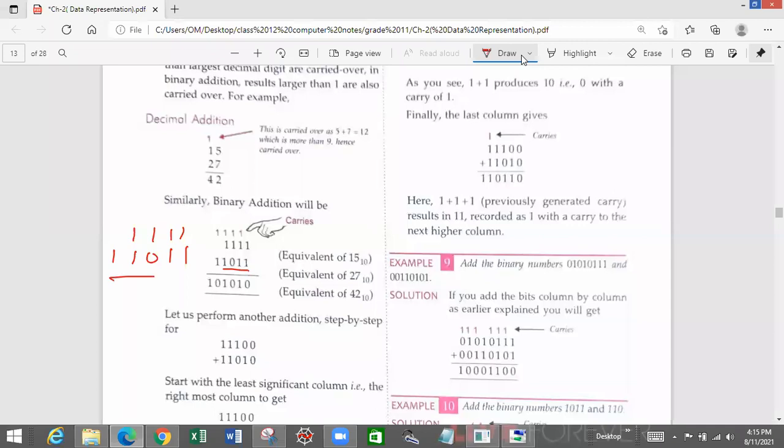One more 1 is there. Now you see 1 plus 1, this is 0 with a carry 1. Now 1 plus 1, we know that it's a 1 with a carry 1. Again 1 plus 1 will be 0 with a carry 1. 3 ones are here. It will be 1 with a carry 1. 1 plus 1 will be 0 and a carry 1. So it will be 1 0 1 0 and 1 0.